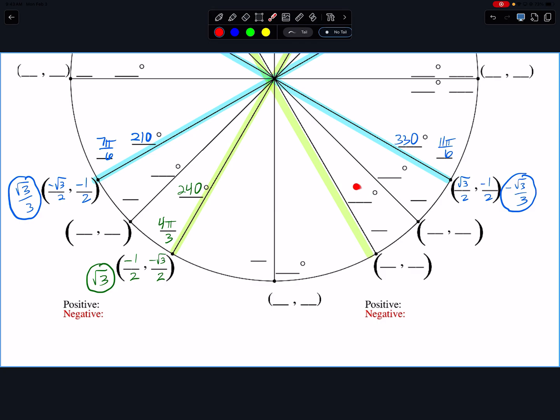What angle's here? 300. And then that's going to be 5 pi over 3. In this quadrant, x is positive, so it's going to be 1/2, negative root 3 over 2, negative square root 3.